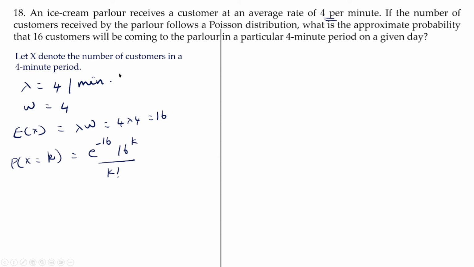We have to find the approximate probability that 16 customers will be coming in a particular 4-minute period. So we have to find the probability of X is equal to 16. It is e raised to minus 16, 16 raised to 16 by 16 factorial. Here the calculation was very huge and tedious. Even e raised to minus 16 is a very small quantity. So I have used the calculator. The answer was 0.09922. So let us hope such questions we do not get in the exam.